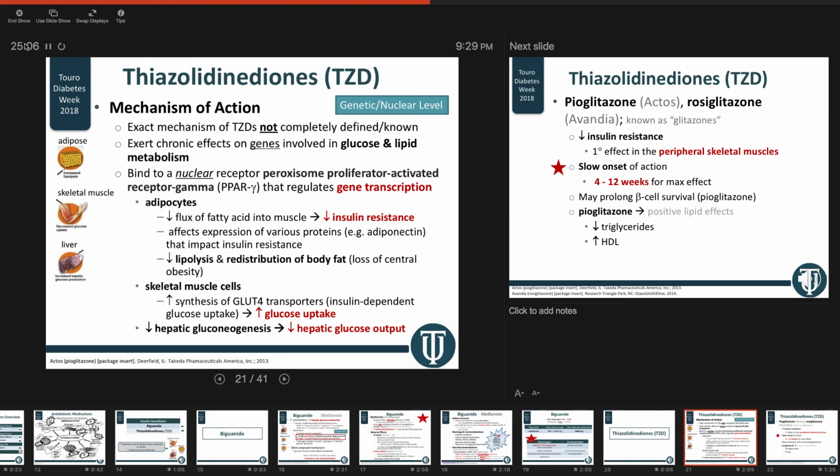And the second organ that TZD might impact would be the skeletal muscle. So ultimately it would help the increase of glucose uptake by increasing the synthesis of a glucose transporter. This glucose transporter is number 4, which is insulin dependent. And the last impact would be to reduce the hepatic glucose output, by reducing the liver's production of glucose.